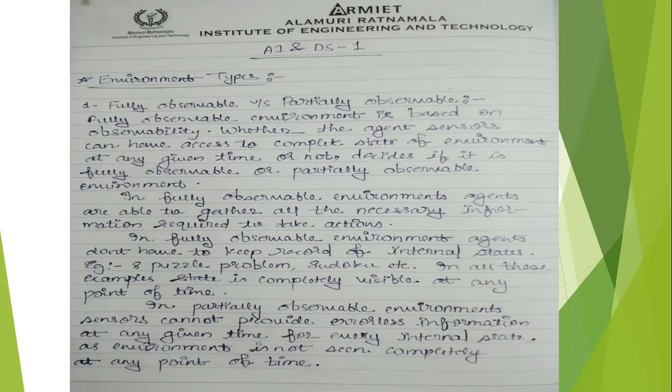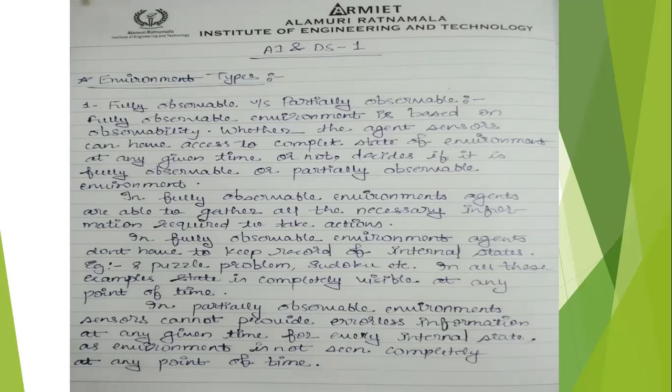For example, in the 8 puzzle problem and the Sudoku problem, the state is completely visible at any point of time. There are various states in the 8 puzzle problem and Sudoku, and they are visible all the time. It means you don't have to wait for another state, or only a few states are visible at a particular time while a few are not. All the states are visible at all times.